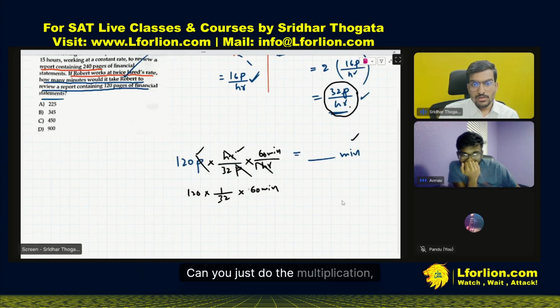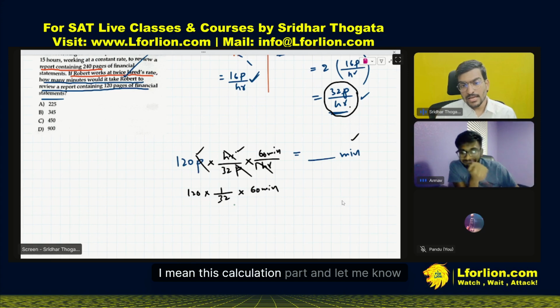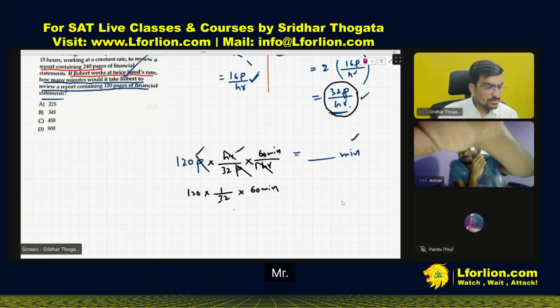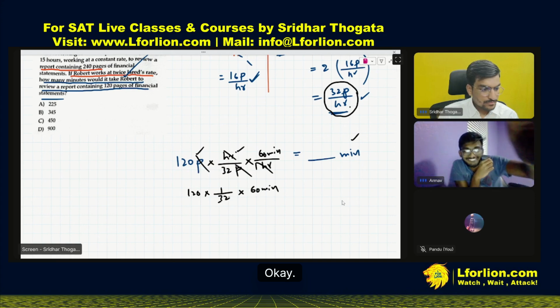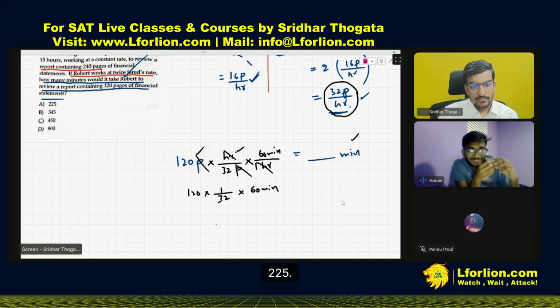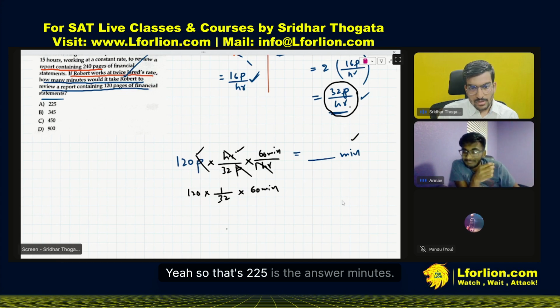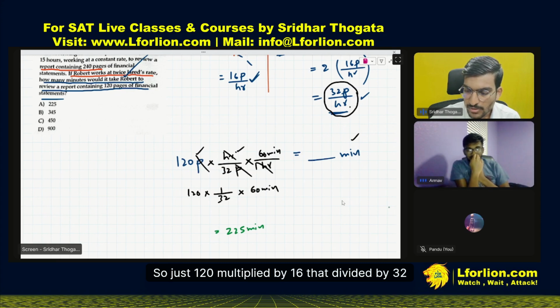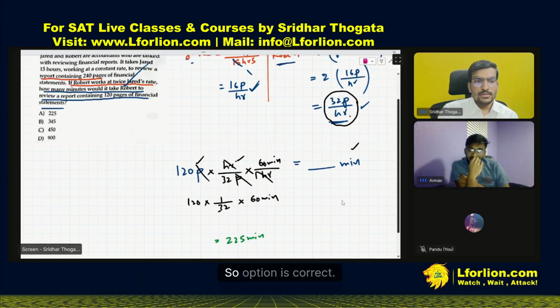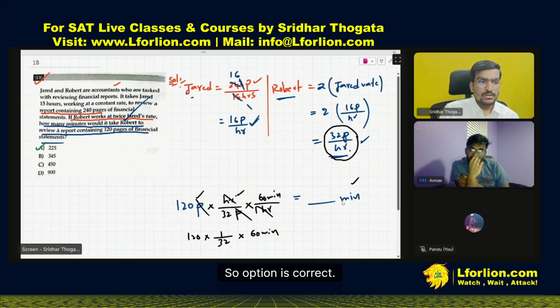Can you just do the multiplication, this calculation part, and let me know what's the answer, mister? Okay. 225. Yeah, so 225 minutes is the answer. So just 120 multiplied by 60, divided by 32, which is 225. So option A is correct.